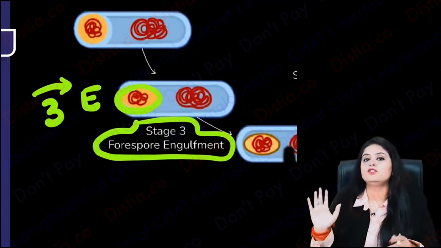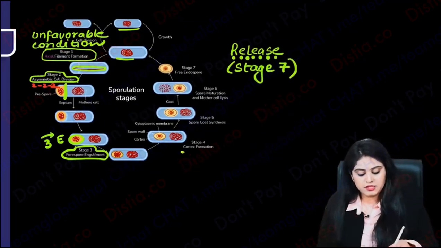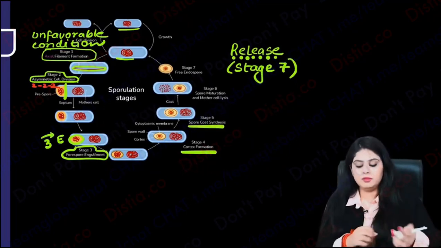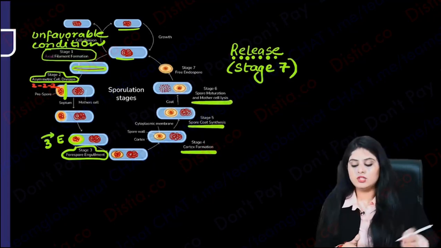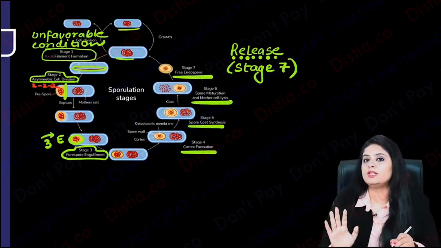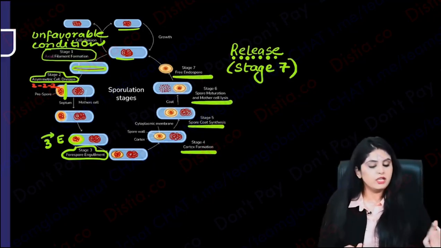Now the rest of the stages you don't have to know, because in stage 4 you will make the cortex layer. Then a little further outside you will make the coat. Then you will make all the maturity in stage 6, and in 7 you will release it out. Now I don't want you to learn all the others. I want you to learn stage 1, 2, 3.